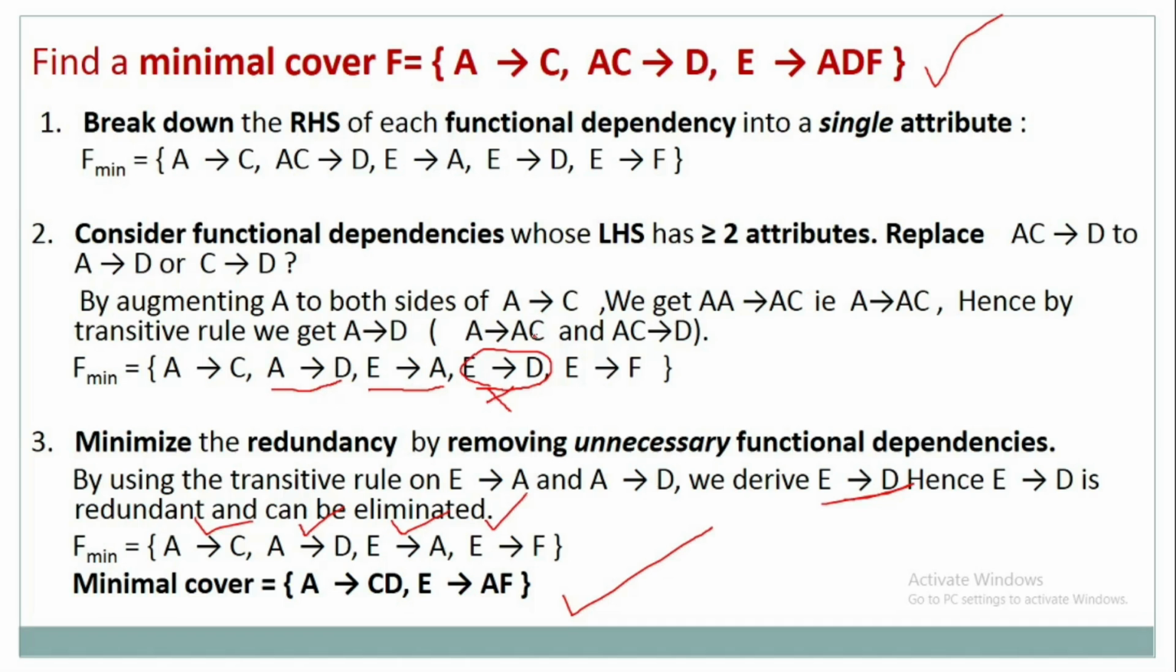Yes, the first thing we should know, very important here, is that in the first step we need to break the right hand side. In the second step we need to try to make it as A tends to D or C tends to D, if it is possible only, if not, okay. And in the third step, we need to remove the redundant functional dependencies. For that, you should know the inference rules.